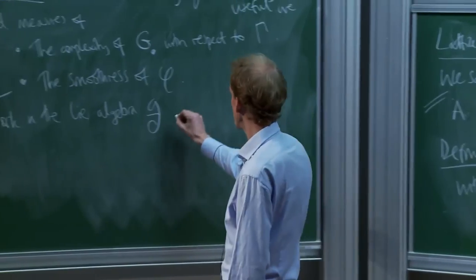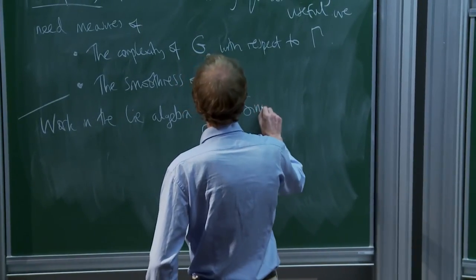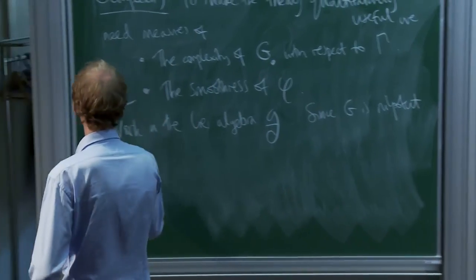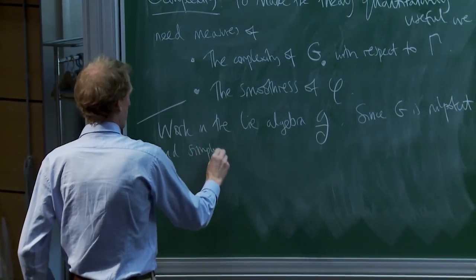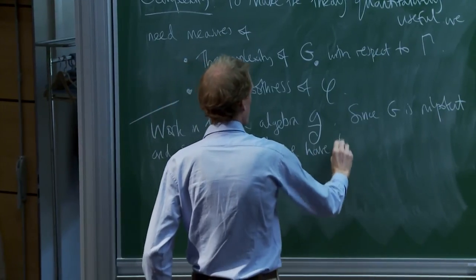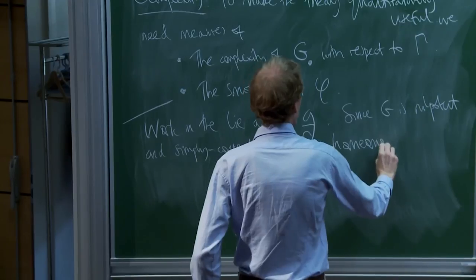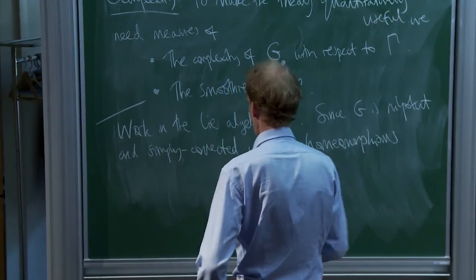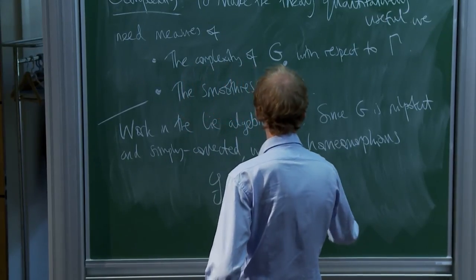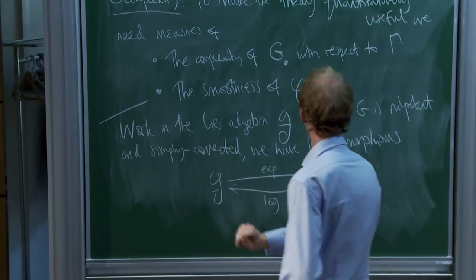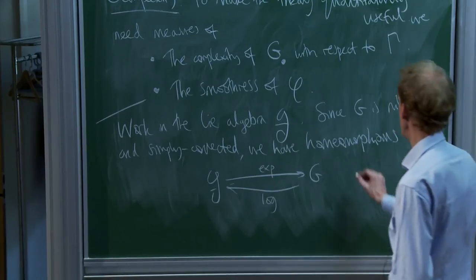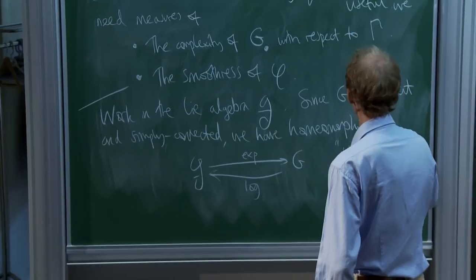So the thing is, for these simply connected, since G is nilpotent and simply connected, we have homeomorphisms between the Lie algebra and the group, called the exponential map and the logarithmic map. And as I say, this really means we're doing algebra and definitely not any kind of topology. So we're doing algebra.